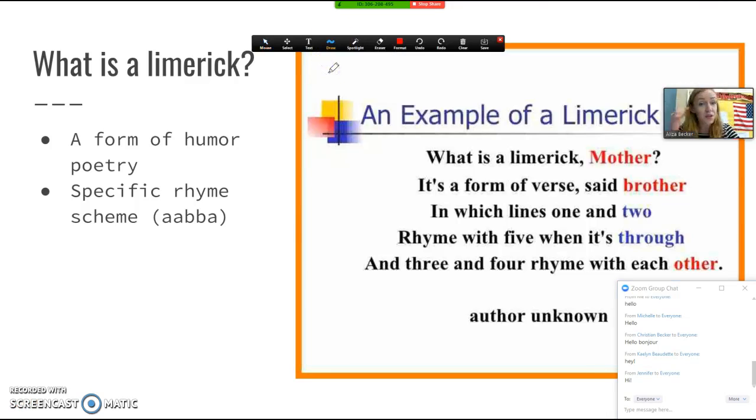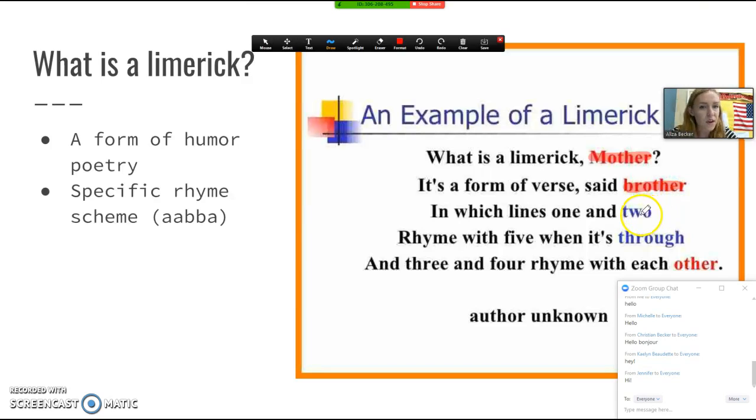So Kaylin's absolutely correct. The rhyme scheme for a limerick is very specific. It's A, A, B, B, A. And what that means is we're going to look at the end rhyme for the end of each line. So at the end of the first line, the word is mother. And if we're following the correct rhyme scheme, which is A, A, B, B, A, then brother should rhyme with mother, and it does. So that's our second A.